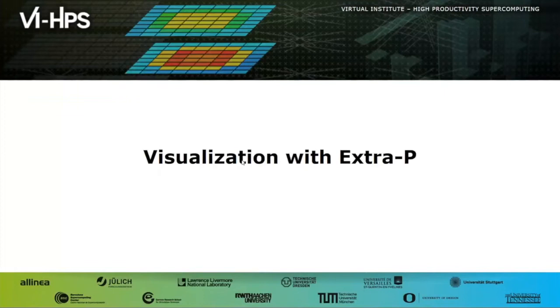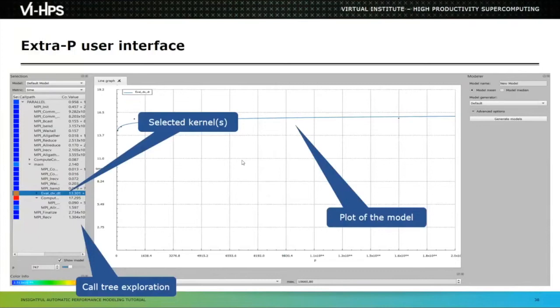So let's take a look at the visualization options that we have with Extra-P. First of all, this is the general user interface of Extra-P. There's a lot going on now, but let's take a look first at the different panels. On the left side, we have what we call a call tree exploration, where you can see all of your call paths or your kernels, and the models that we created for them, where you can select the kernel to visualize them.